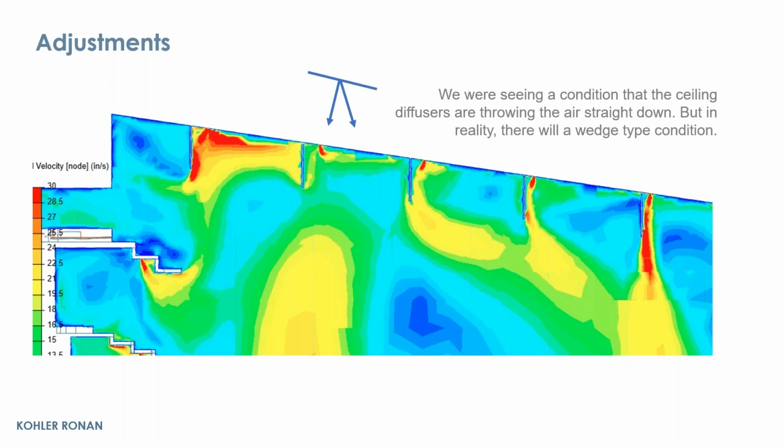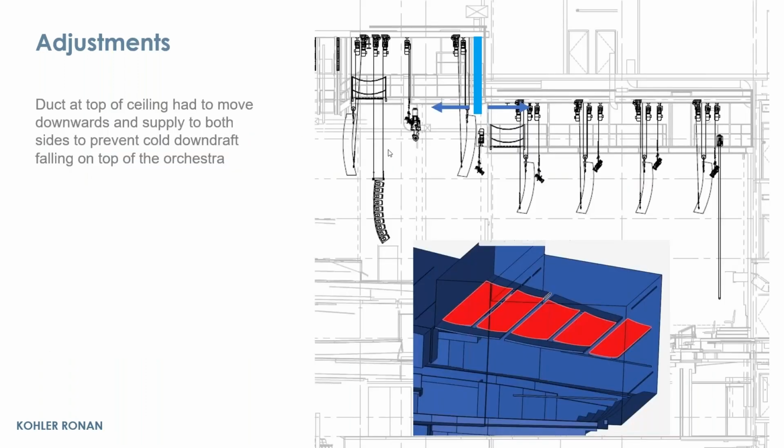So we started zooming in and out of multiple different spaces, and we got some really great feedback. One of the really interesting findings was right above the stage, where we had a big duct coming downward to supply, and we were throwing only on one side. We ended up adding an alternating configuration, where one was throwing to the right and one was throwing to the left.